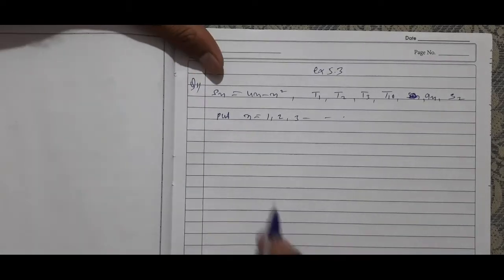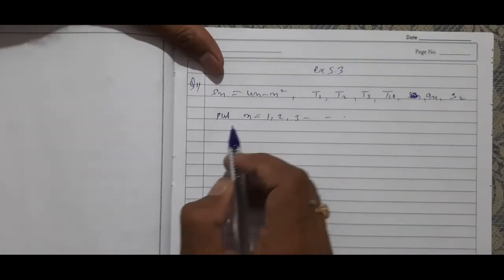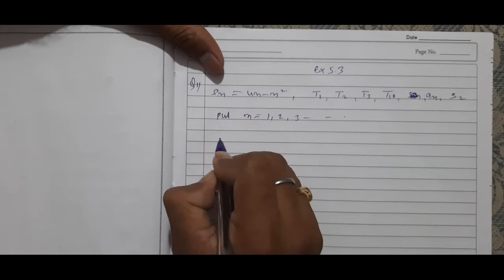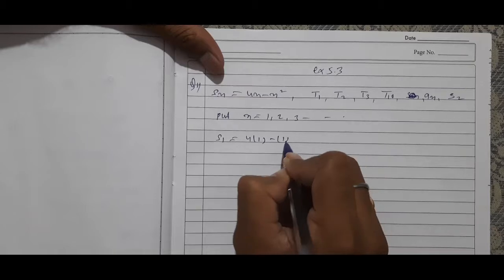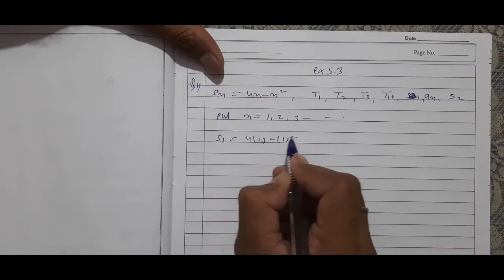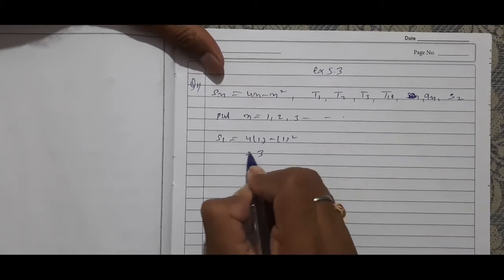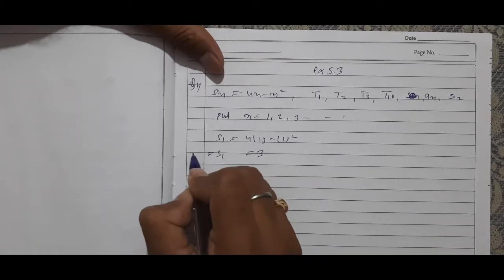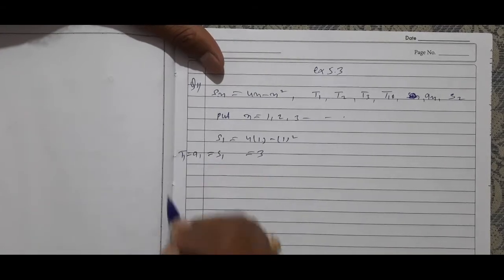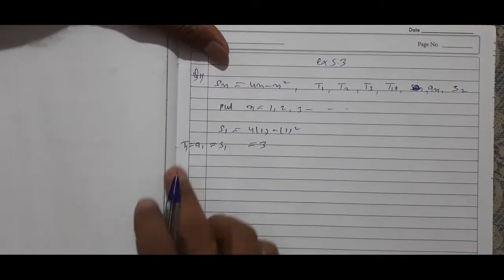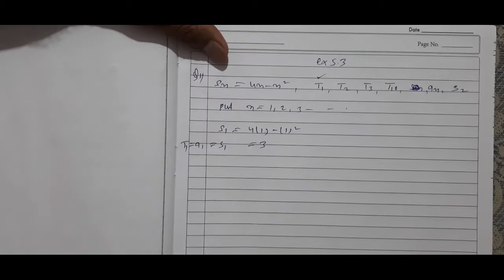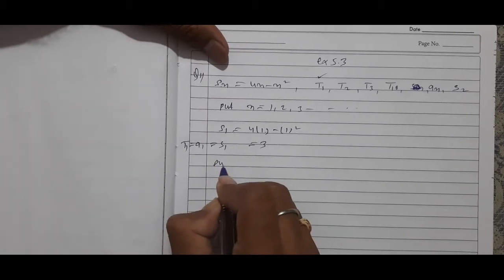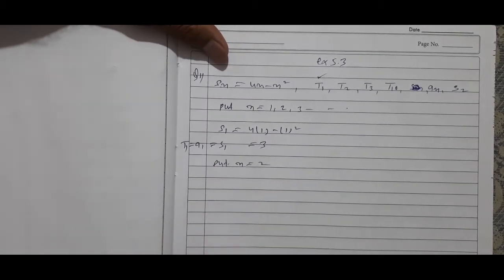So in this equation we put n equal to 1. So S1 equals 4 into 1 minus 1 square. 4 times 1 is 4 and 1 square is 1. 4 minus 1 is 3. This is S1, and S1 is called A1 or T1. So the first term is 3. The first question is completed.